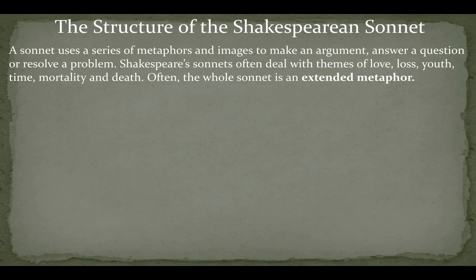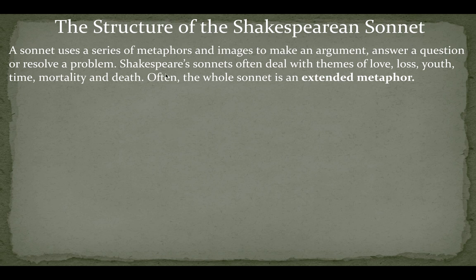All right, so in general, a sonnet uses metaphors and images to make an argument, answer a question, or resolve a problem. Now, it might seem weird that a poem makes an argument, but that really is what a sonnet does. You can think of it as kind of a little mini essay where the stanzas or quatrains are like paragraphs, and then that final couplet is your conclusion. So you can kind of think of it as an argument. You can also see it as maybe answering a question or resolving some sort of problem.